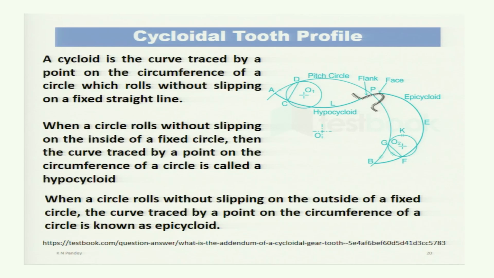A cycloid is the curve traced by a point on the circumference of a circle which rolls without slipping on a fixed straight line. That means if you have a fixed straight line and a circle rolling without slipping on this line, then the locus of the point of contact P generates the cycloid.